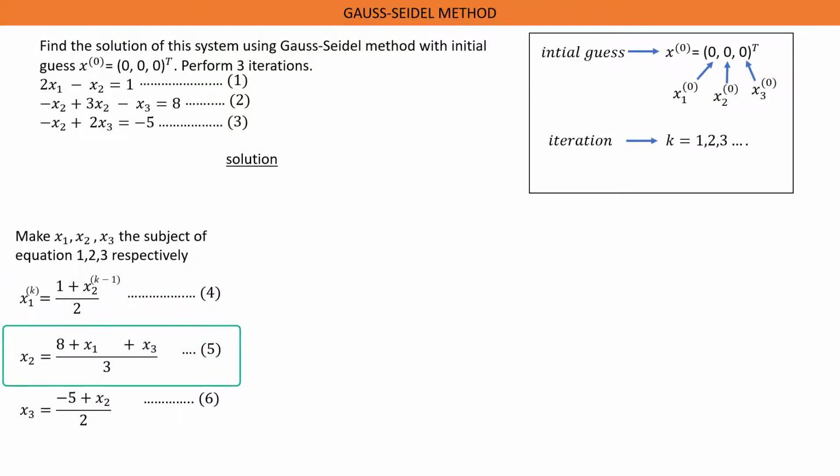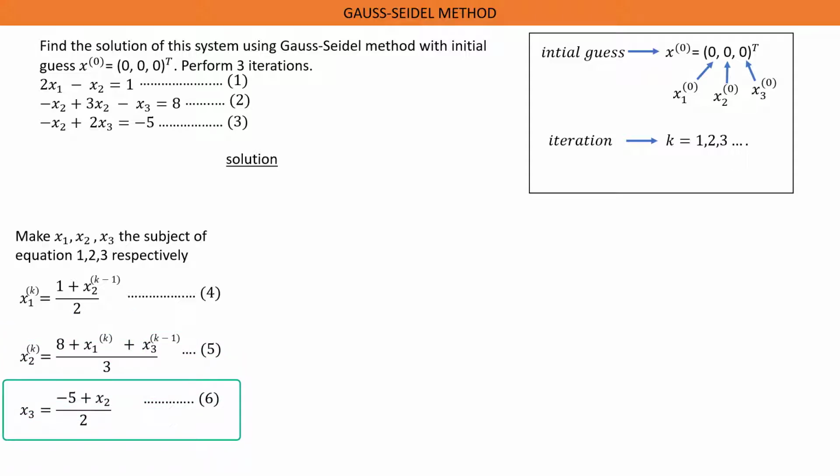From equation 5, add iteration K on top of S2 on the left hand side of the equation, and add iteration K on top of S1 and iteration K minus 1 on top of S3 on the right hand side of the equation. Here, the S1 value is calculated in equation 4. We will use that same value in equation 5 and any other remaining equations. So we add iteration K. The S3 value is not calculated yet, so we add iteration K minus 1.